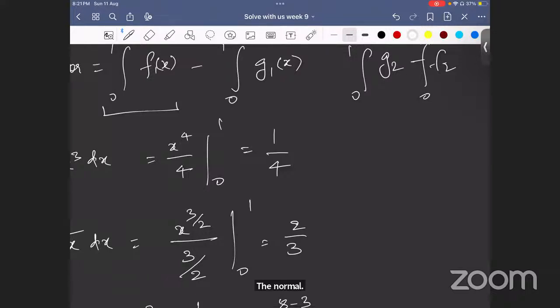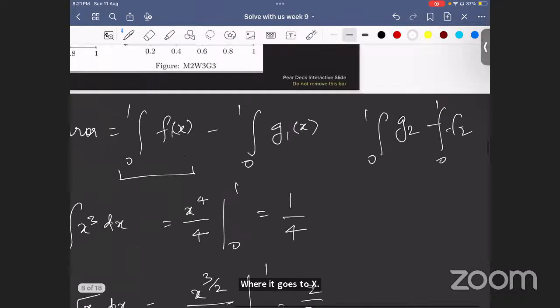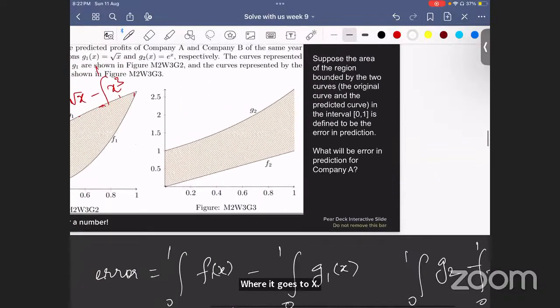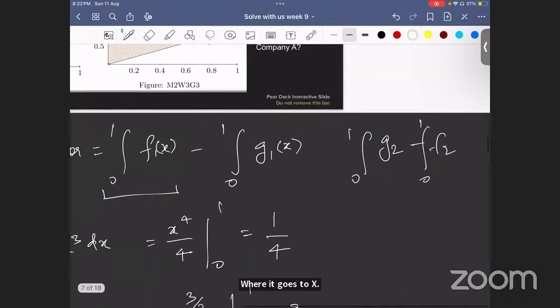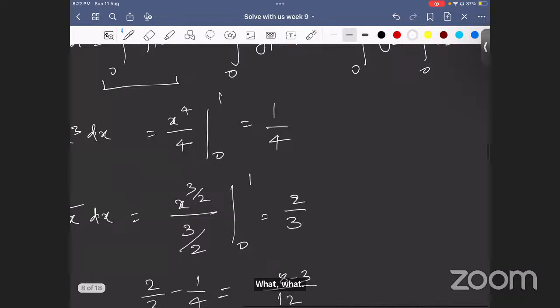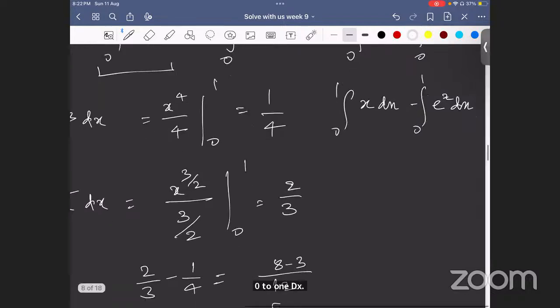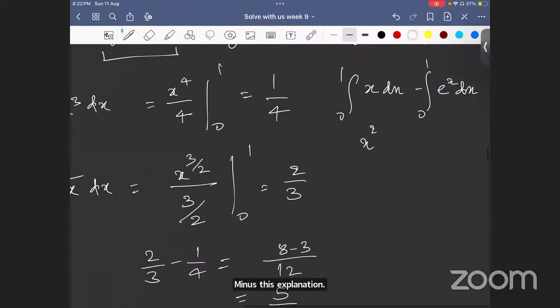Not root x, right? One is exponential, the other is simple. Right? G1 is root x, sir. Okay. So the one function is x from 0 to 1 dx minus this whole exponential. We have x square upon 2 from 0 to 1 minus the exponential from 0 to 1.